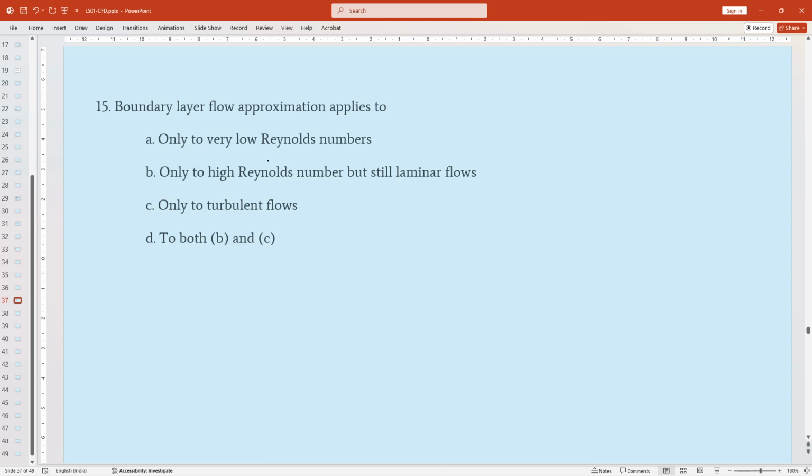Next question. The boundary layer flow approximation applies to which of the following? Option A, only to very low Reynolds number flows. Option B, only to high Reynolds number but still laminar flows. Option C, only to turbulent flows. Option D, to both B and C. So the boundary layer approximation concept in fluid mechanics is applicable to which of the following? Try to answer the question.